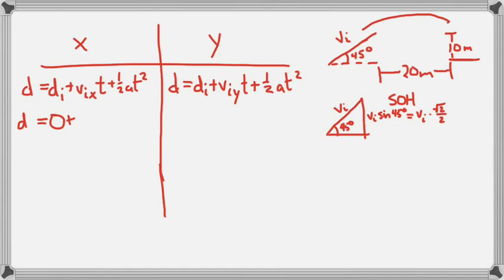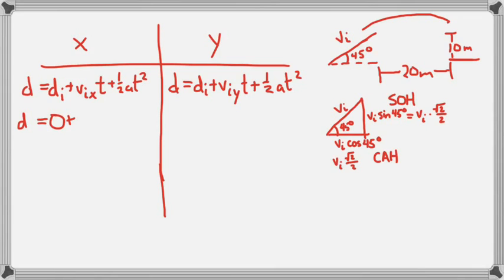Okay, and the initial velocity in the x direction, well, the CAH part of SOHCAHTOA says that cosine equals adjacent over hypotenuse. So the adjacent side I can get by multiplying cosine times the hypotenuse. So this x component will be Vi cosine of 45 degrees. And that value is also root 2 over 2.